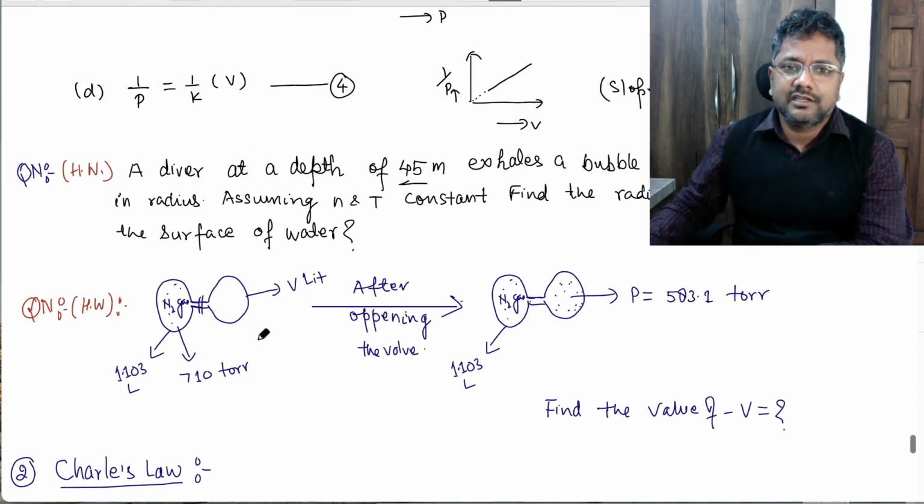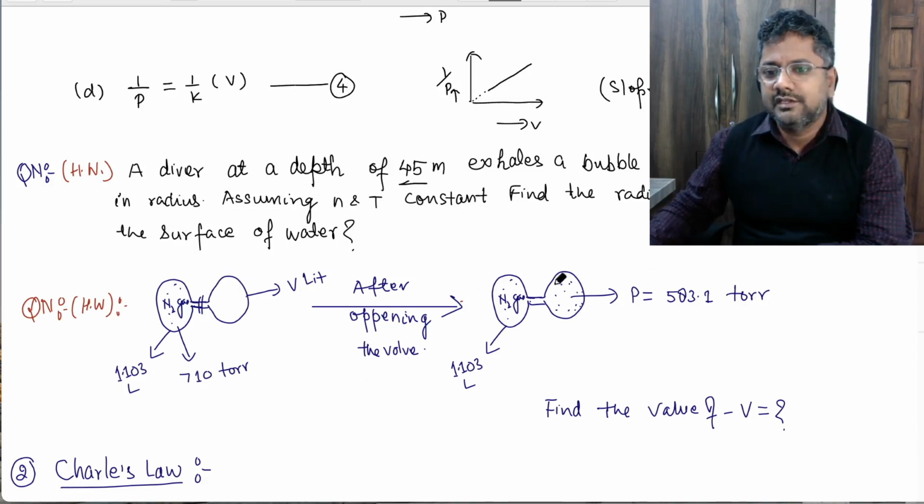Now see, this is another homework. Nitrogen gas is taken here. The volume of this part of the container is 1.103 liter. Pressure is 710 torr. The volume of this connecting tube is negligible, and this is an empty container of V liters. After opening the valve, gas is homogeneously distributed in the whole system, and this time the pressure is 583.1 and the volume of this is this. Find the volume of this container. So simply you can apply Boyle's law, right?